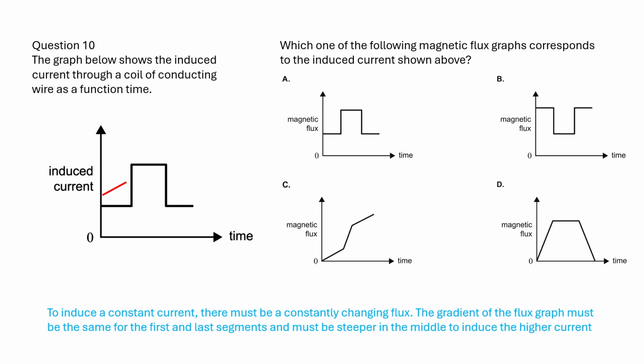Next, in the second stage, the induced current is still constant, but it's at a higher value. This indicates the magnetic flux is still changing linearly, but it's doing so more rapidly, making its line steeper than the first stage's line. Finally, in the third stage, the induced current returns to its original value, becoming constant again. This means the magnetic flux is changing at the same rate as the first stage, so its line would be parallel to the line of the first stage.